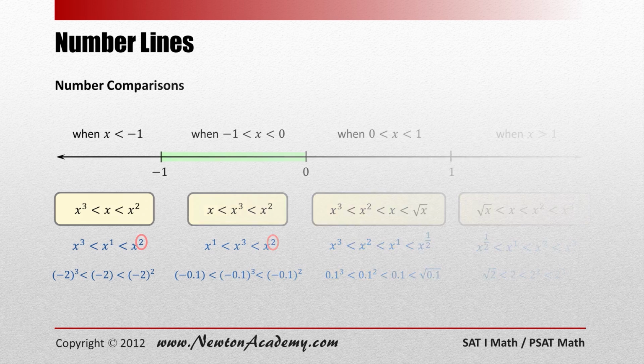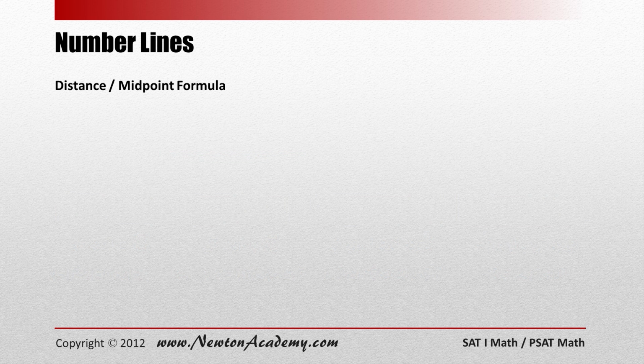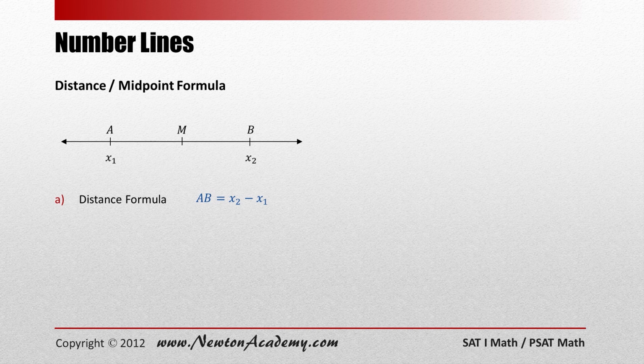Now the distance formula and the midpoint formula for the number line. Let's suppose we have a number line with 2 points, A and B. Let's say point A has x sub 1 as a coordinate, and point B has x sub 2 as a coordinate on the number line. Then to get the distance between points A and B, you just subtract the right-hand side number minus the left-hand side number, which is x sub 2 minus x sub 1.